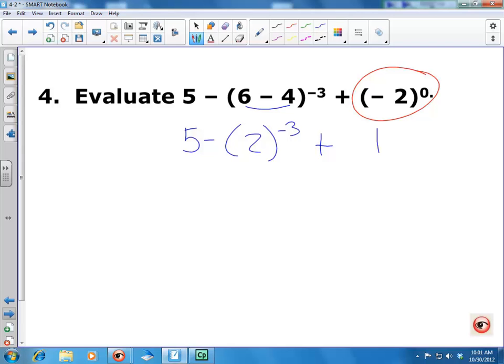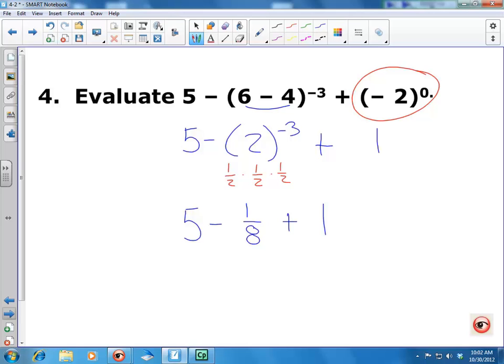That gives us 1. All right, now let's solve for this, this 2 to the negative 3 power. What is 2 raised to the negative 3 power? Well, it is going to be 1 over 2, but isn't it going to be like 1 over 2 times 1 over 2 times 1 over 2? Yeah, right, because 2 times 2 is 4, times 2, that's 8. So this is going to be like 5 minus 1 over 8 plus 1.